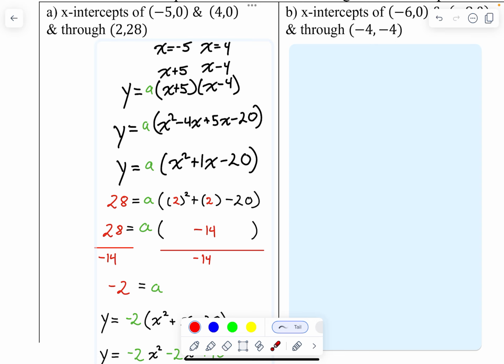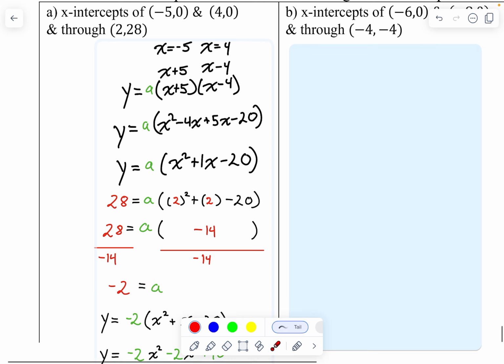And then I'm going to use my handy-dandy calculator to evaluate it for me. And I get 28 equals a times negative 14. Well, I want a by itself, so I'm going to divide it. I'm going to unmultiply it. I'm going to divide everything by 14, and I get a equals negative 2.